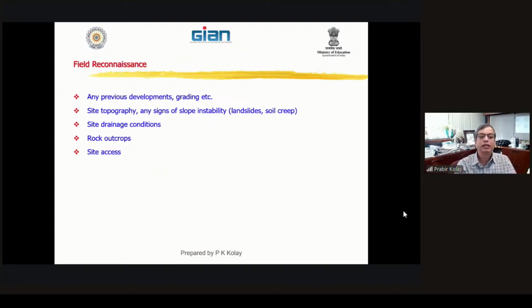Field reconnaissance, obviously: any previous development or grading, site topology, or any sign of slope instability. Site drainage condition is also important. Also the rock outcrops and site access.